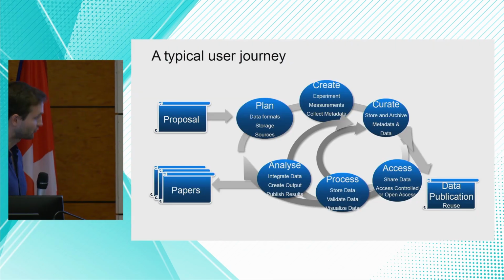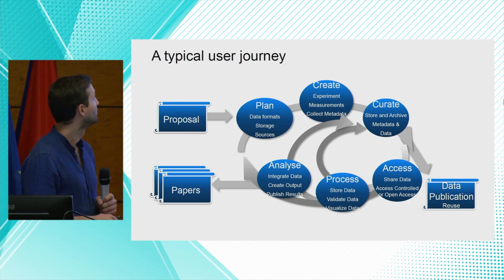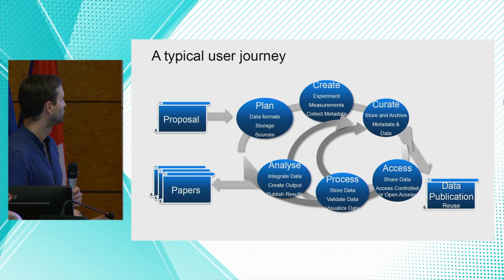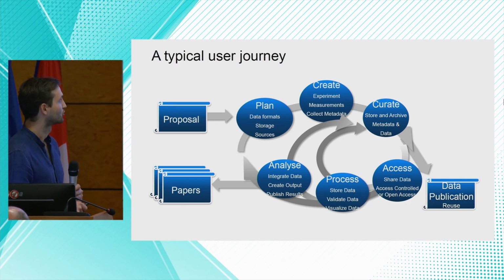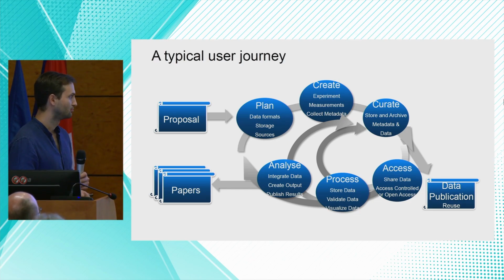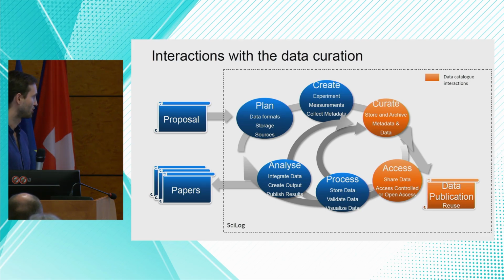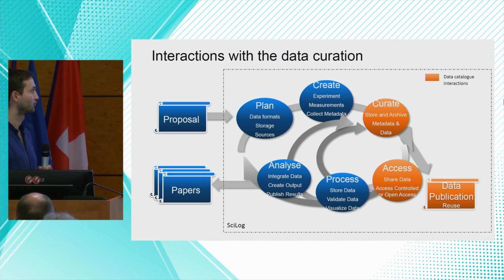Okay, so a little bit of context. This is how we see, in general, a user journey from the proposal to the experiment to the eventual paper. There is some sort of planning, creation of the experiment, then curation of the metadata, then later access for processing, analysis, and eventually the paper. Where we stand as a team, we provide one data catalog, which should help the scientists address these points, and then we provide Silog, which is what I'm going to talk about. Silog follows the user journey throughout the experiment.